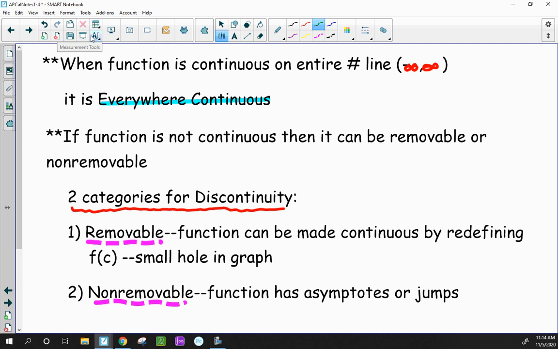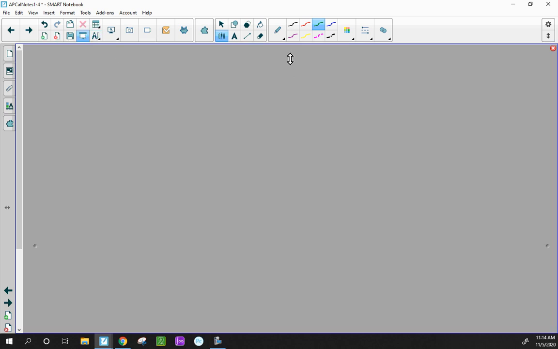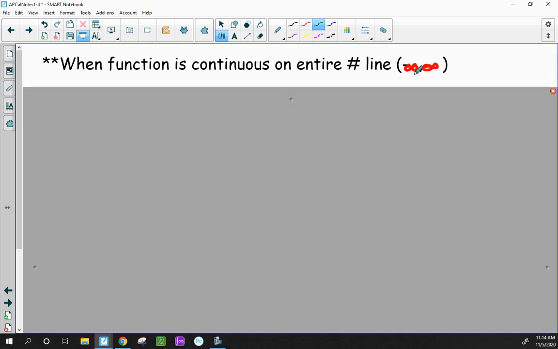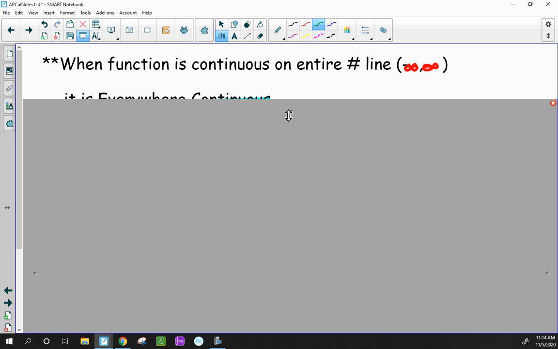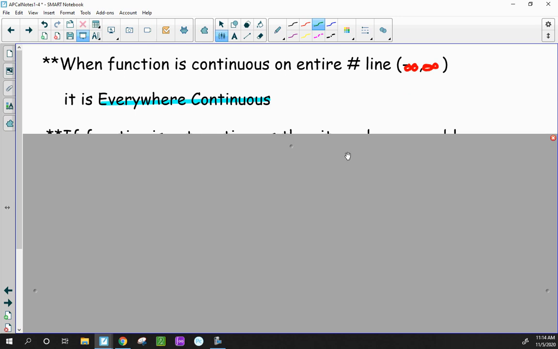When a function is continuous on the entire number line, like from negative infinity to positive infinity, it's called everywhere continuous. When you can look at a graph or just an equation for that matter, and you know without a doubt that every single location on that graph is a valid point, there's no hole, there's no asymptote, there's no jump or gap, it's everywhere continuous.